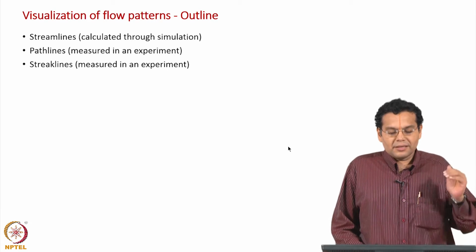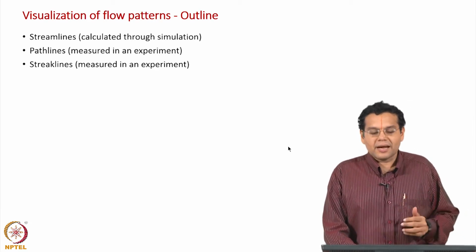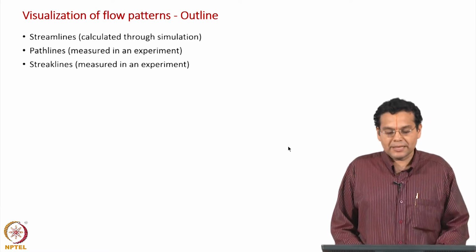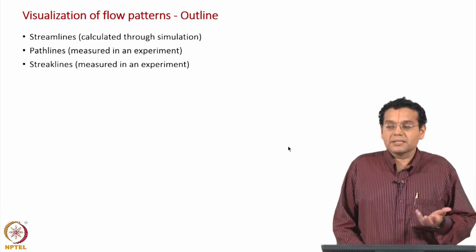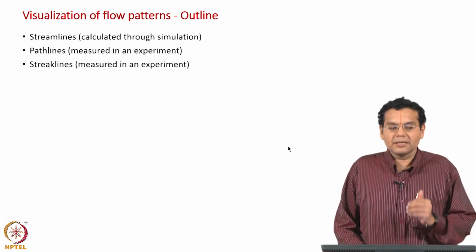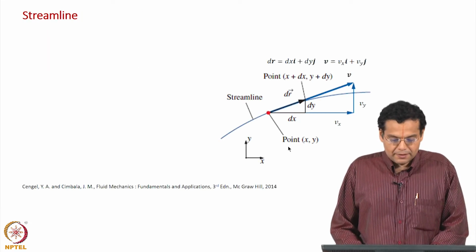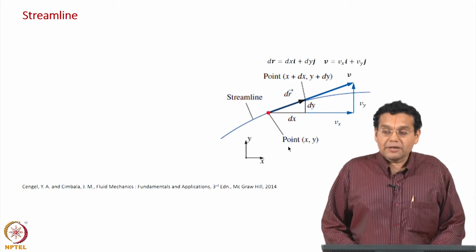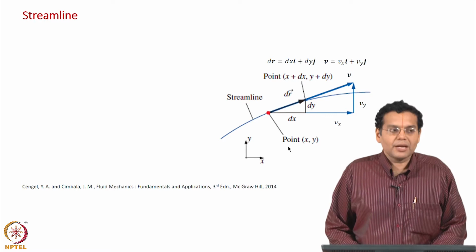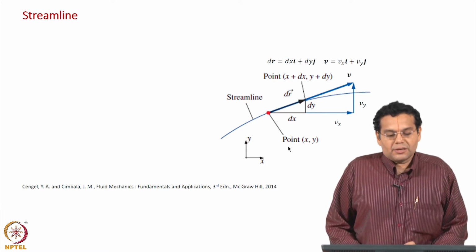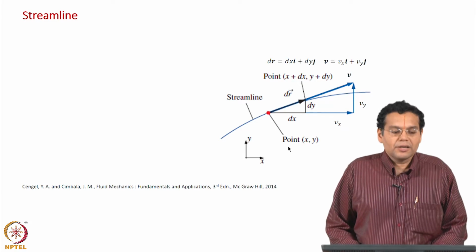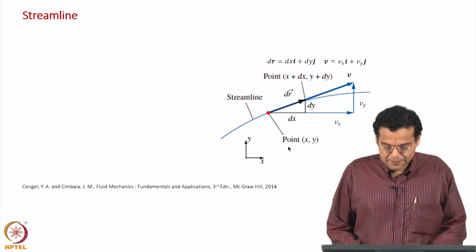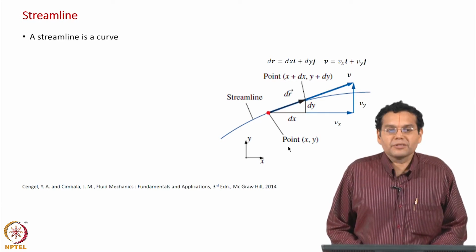That is why I separated into simulation and experiment: streamlines through simulation, path lines through experiment, which means we measure path lines in an experiment, and also represent simulation results through path lines. Streak lines are predominantly measured experimentally. Now, let us start with the definition of a streamline. The whole idea of this lecture is to define all these lines, and how we are going to calculate these three lines and then represent them pictorially.